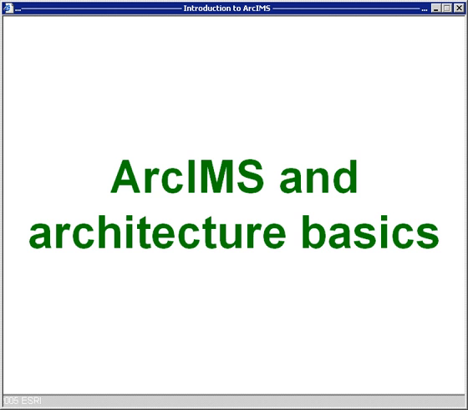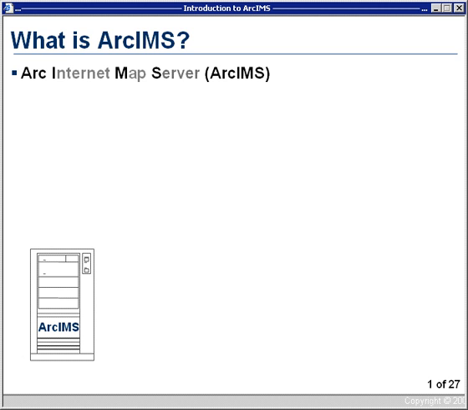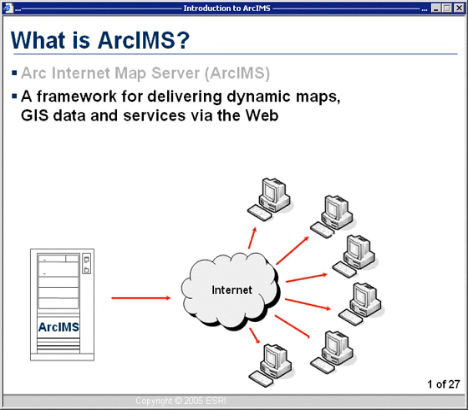Let's begin with the basics of ArcIMS and the architecture behind it. First of all, what is ArcIMS? Well, the name stands for Arc Internet Map Server, and what it is, is a framework or foundation for delivering dynamic maps, sharing GIS data and services using the Internet. These data and services can be local or they can be web-based.